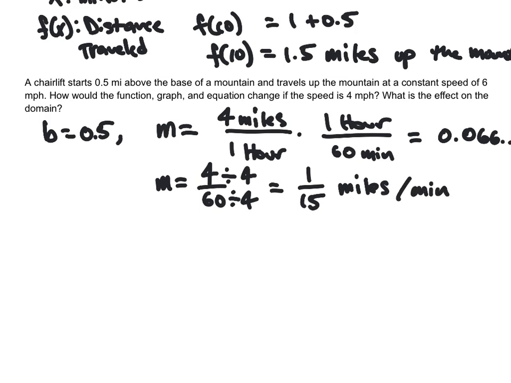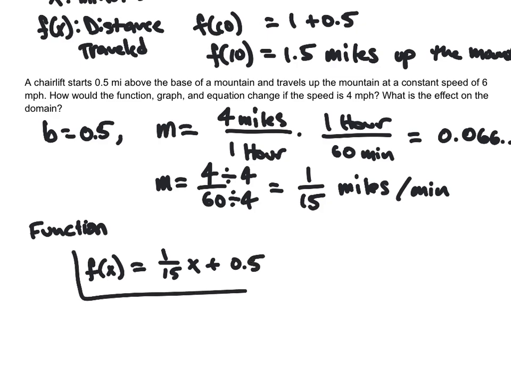So our equation, our function, the way that would change is f of x would then become 1/15 x plus 0.5. That's how our function would change. And the only thing that's changing is our slope.